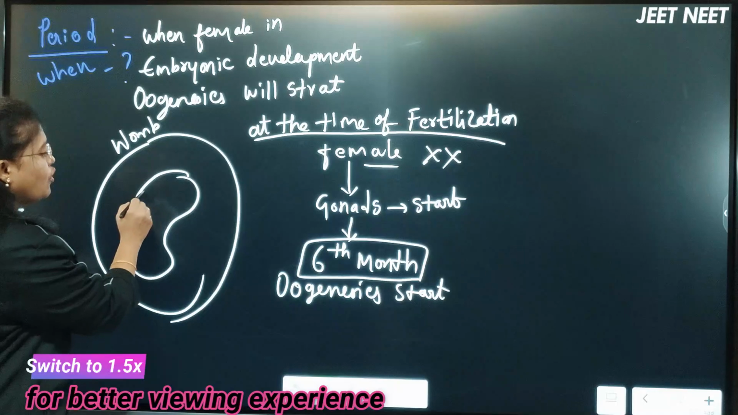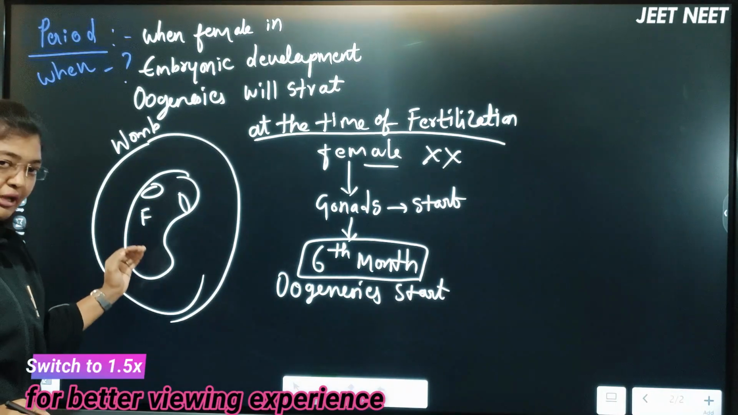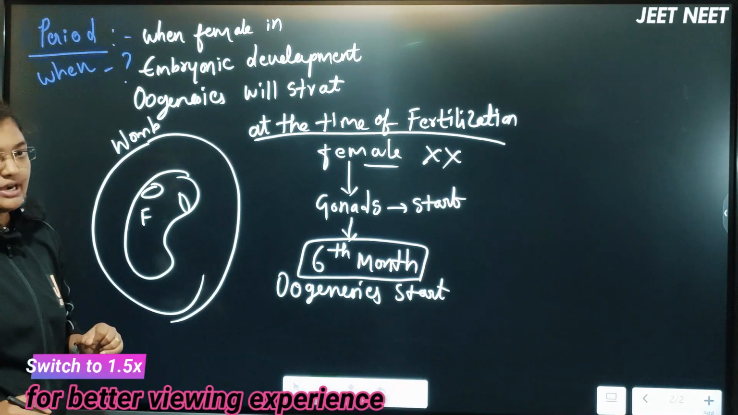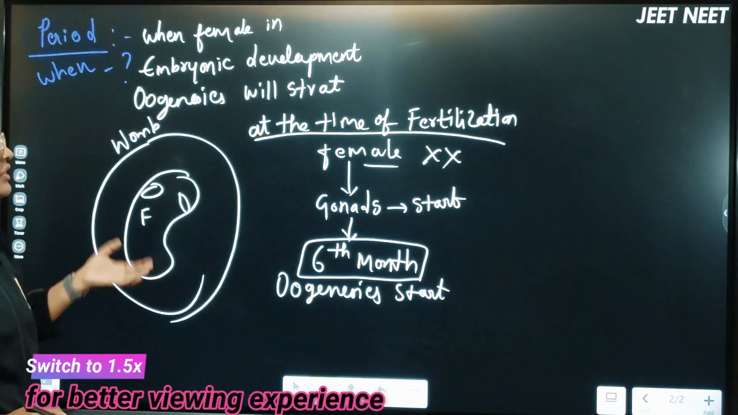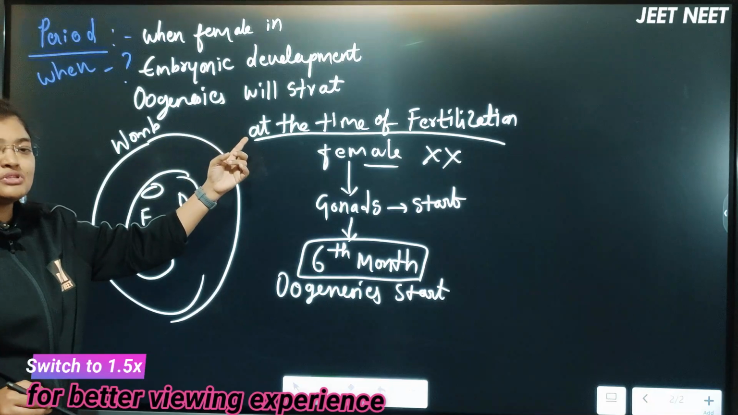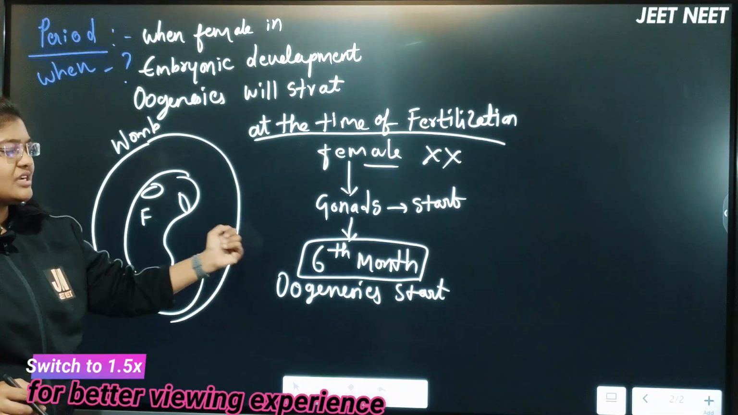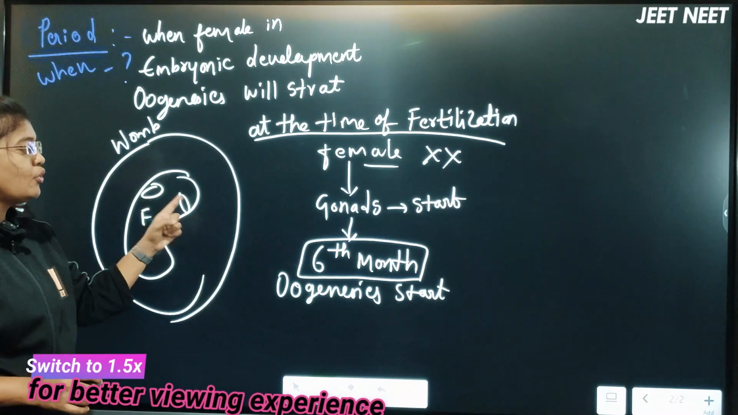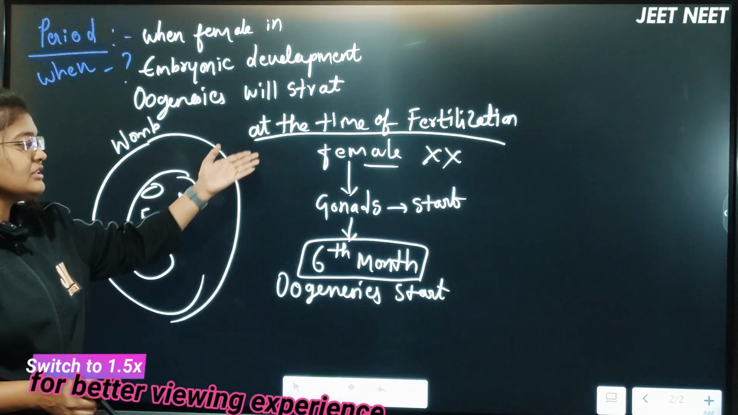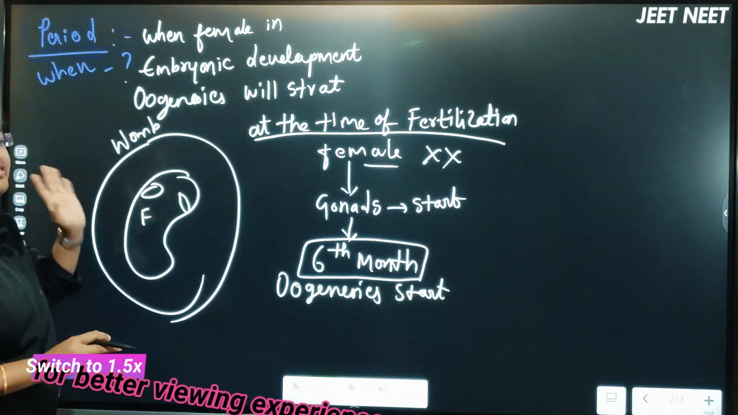The oogenesis process starts in which month? The 6th month. In both the ovaries, whatever is present in the fetus condition of a female body, in the 6th month, the oogenesis process is going to start. That's what the NCERT has given. When the female is in an embryonic developmental condition, the oogenesis process is going to start. So approximately we can consider that around the 6th month in both the ovaries, the oogenesis process is going to start, because by that time the gonads have totally developed. Clear?